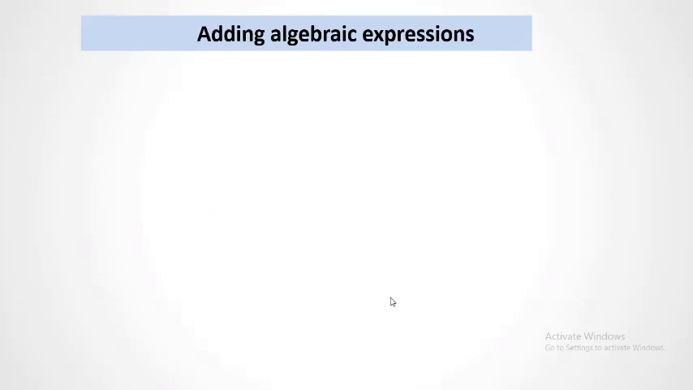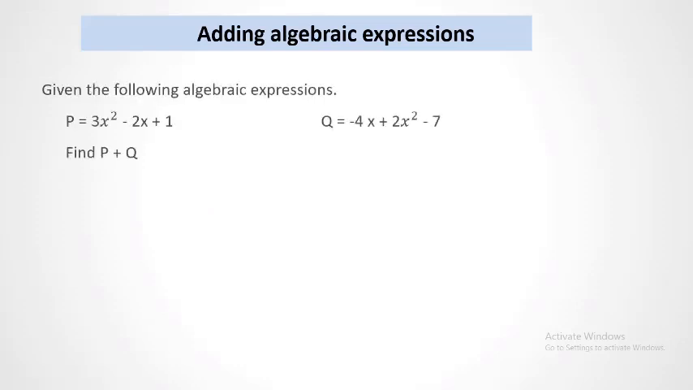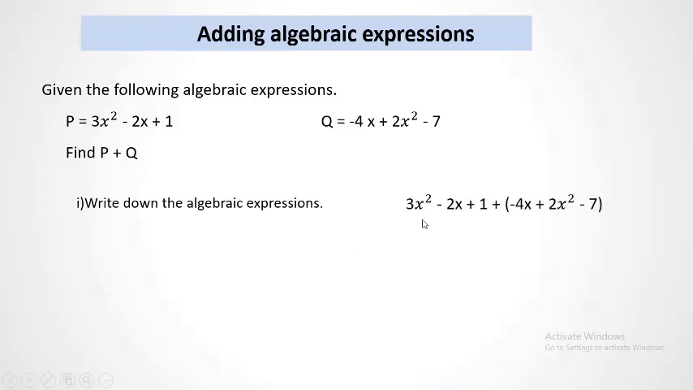Adding algebraic expressions. Given the following algebraic expressions, p is equal to 3x squared minus 2x plus 1, and q is equal to minus 4x plus 2x squared minus 7. Find p plus q. We have to follow these steps. Write down the algebraic expressions: p plus q.